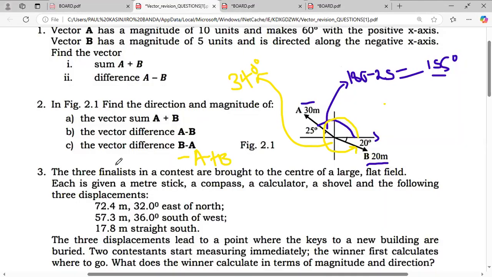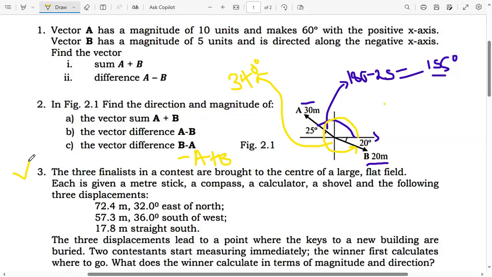So we are done with this question 2, and then let's solve this last question here, which is question 3. Okay, so question 3, we're still on resultant vectors, but now this question here is more of practical. Okay, so they are using a practical example just to confuse you guys, but the logic behind it is completely the same. Okay, so they are saying 3 finalists in a contest are brought to the center of a large flat field. Each is given a meter stick, a compass, a calculator, a shovel, and the following displacement. Okay, so these are the displacement that we have.